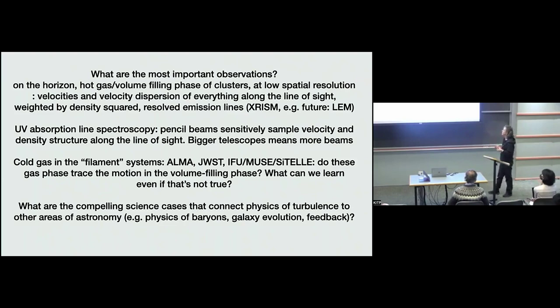UV absorption line spectroscopy has sort of been limited by the size of Hubble. So the next generation of UV telescopes will be bigger. We'll be able to use more background sources. That means better sampling of these gas halos along the line of sight. There's been some really interesting stuff in the cold gas and the filament systems coming from ALMA. More will be coming from JWST, from the IFU in the south, from MUSE, from SITELLE on Mauna Kea.